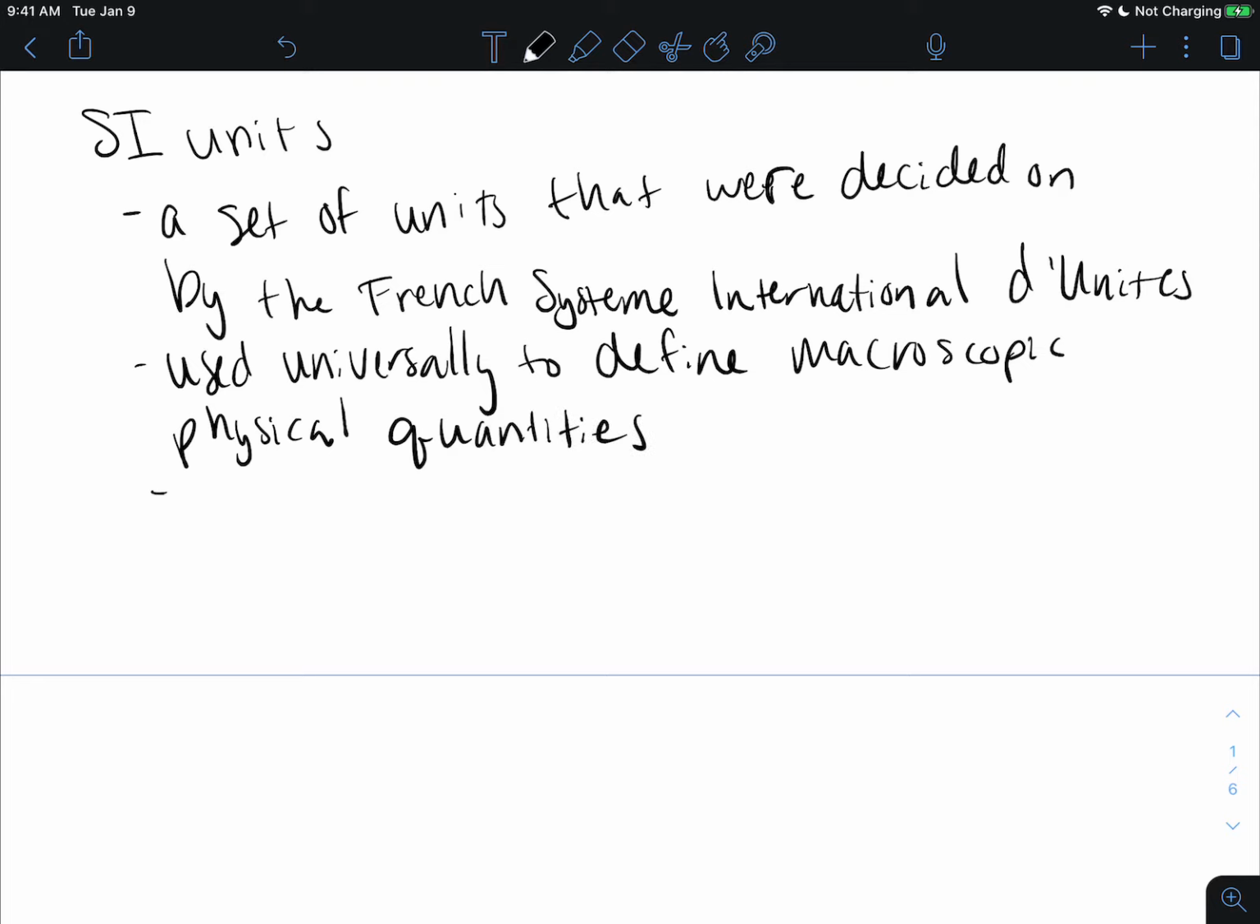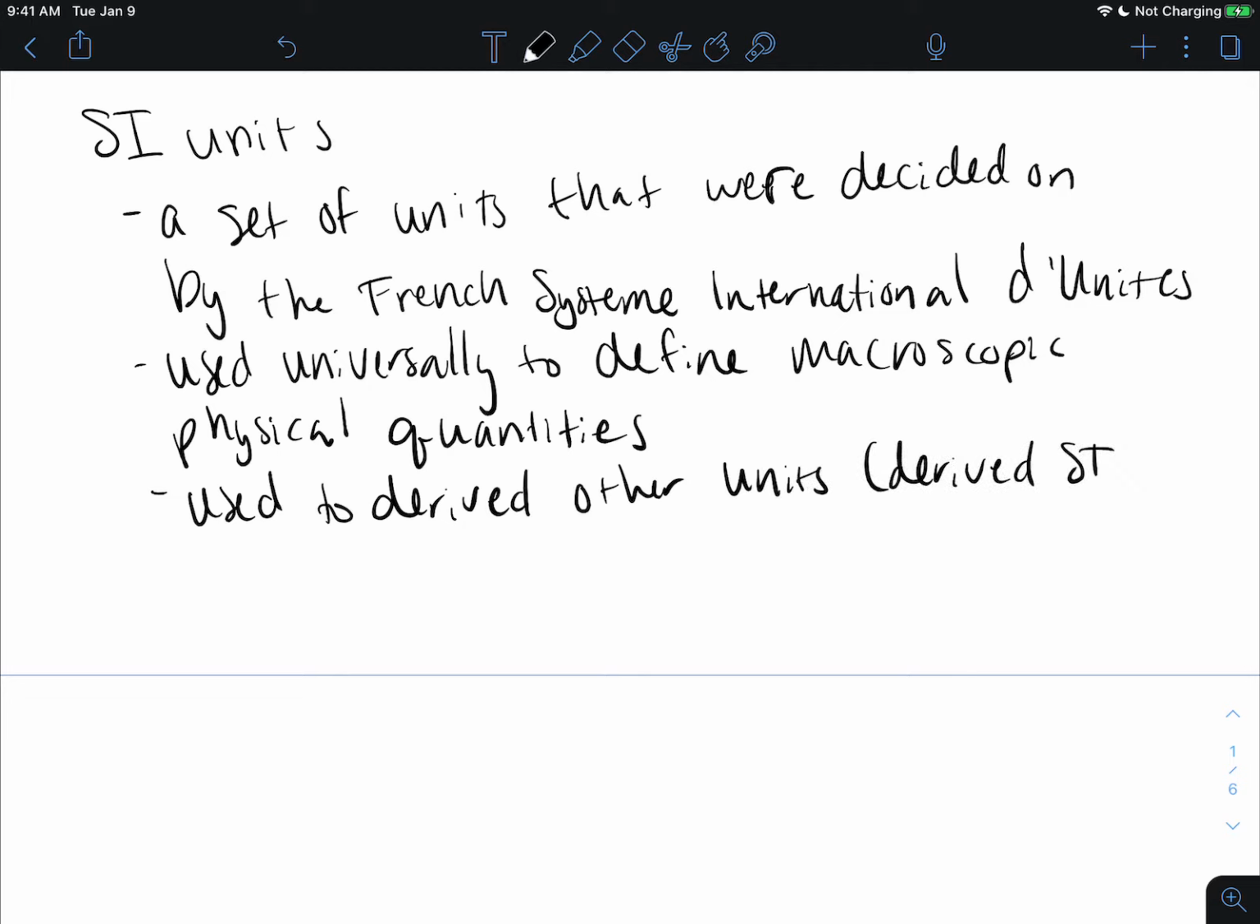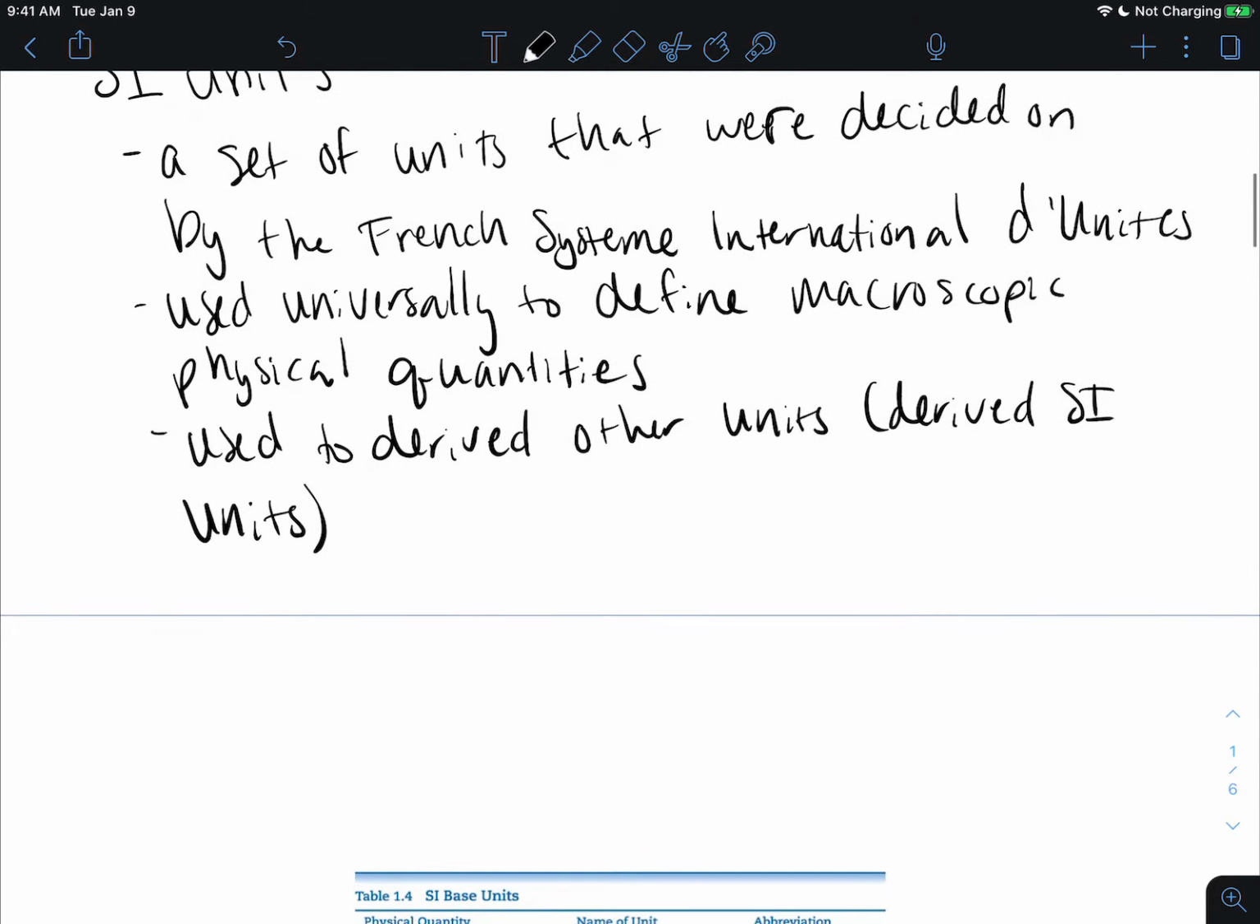And then the base units can be used to derive other units. Those are called derived SI units. So the units themselves can be multiplied or divided to get those derived units.